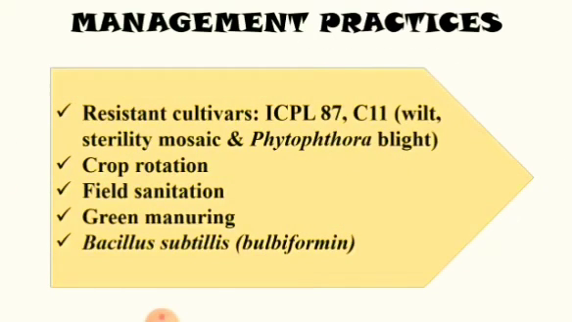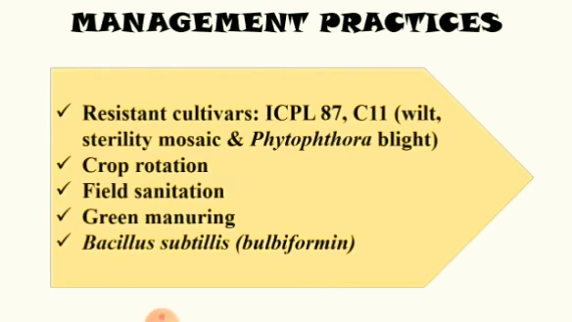Now the last segment has arrived, that is management practices. The safest one is the use of resistant cultivars. Some of them are ICPL 87 and C11. Well, the primary and important one is field sanitation. We have to remove the weeds, we have to remove the plant debris, and we have to prune the infected plants and infected twigs.